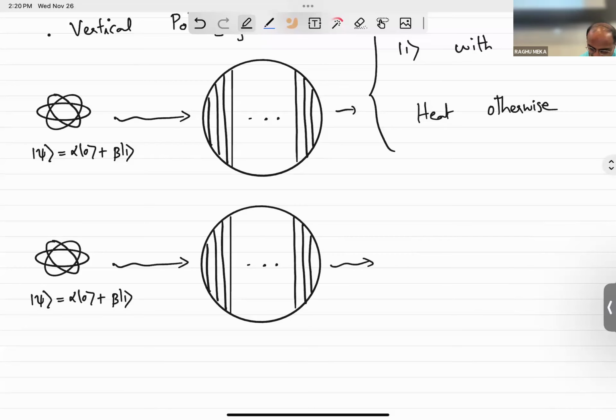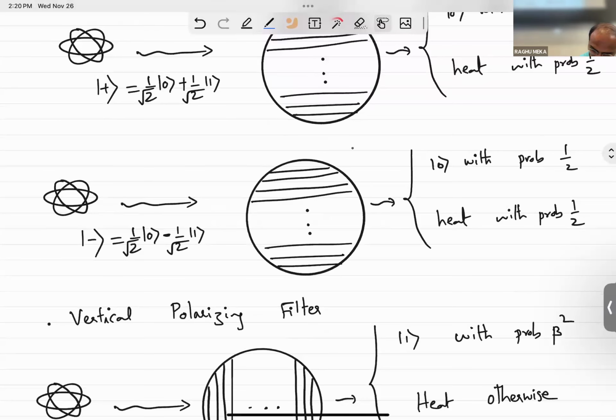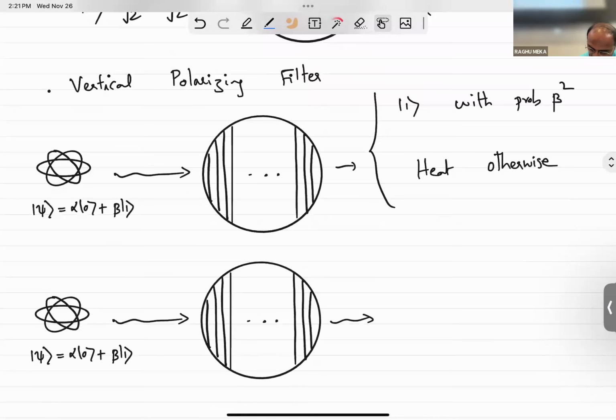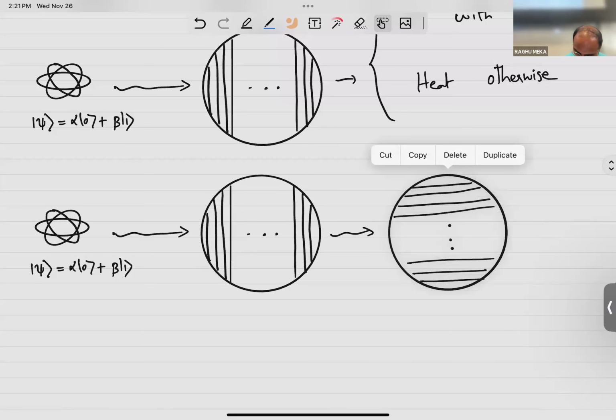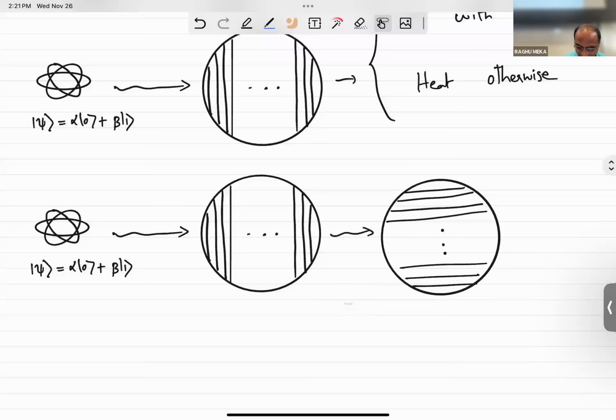Let's say I do something like this. I can stack two filters, one after the other, and I shoot a laser beam at it. What should happen? What would I get? Any guesses?